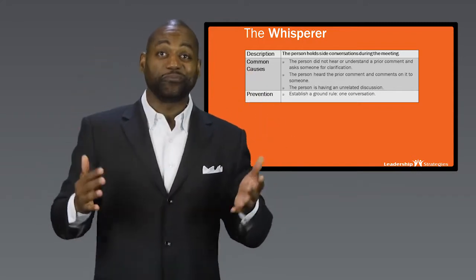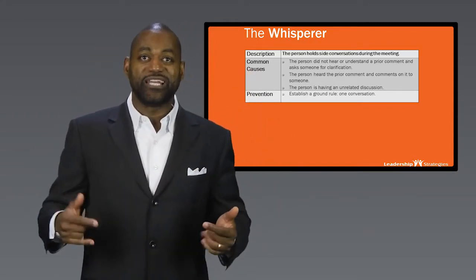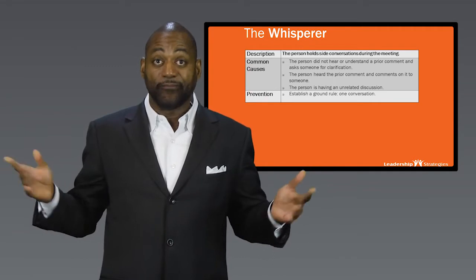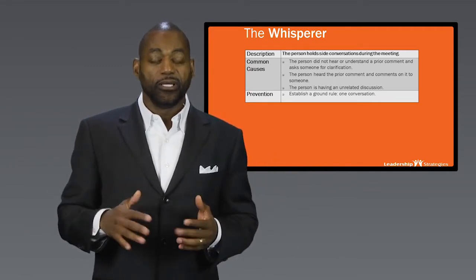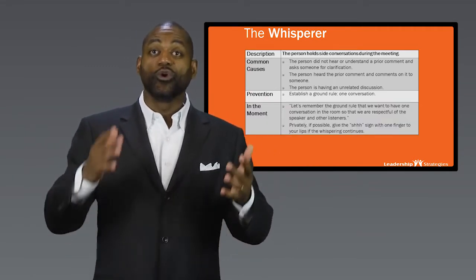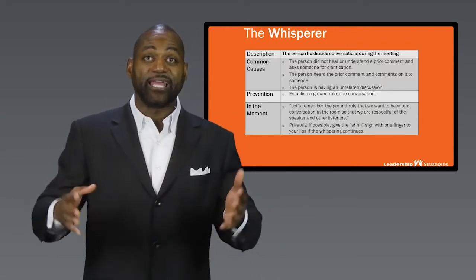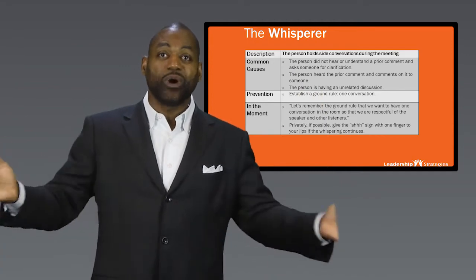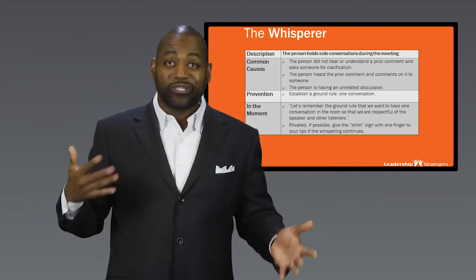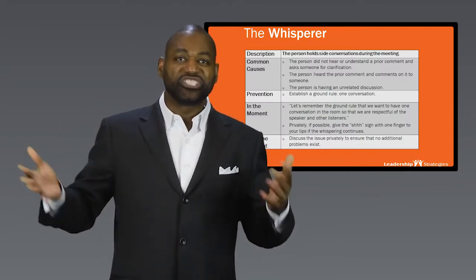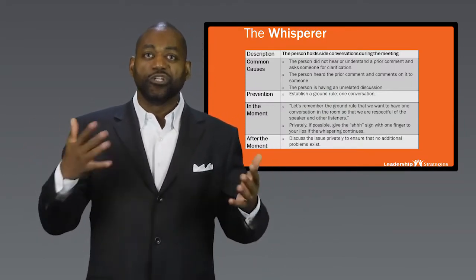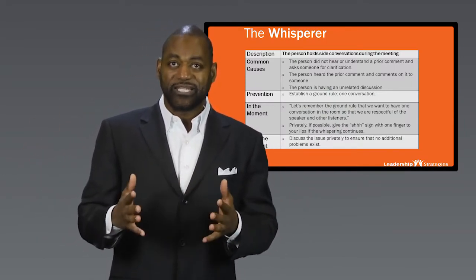So to prevent whispering, we recommend having a ground rule such as only one conversation at a time or no sidebars. But should whispering occur, we recommend the following course of action. You can adjust generally by saying, let's remember the ground rule that we want to have one conversation in the room so that we are respectful of the speaker and other listeners. Or privately, if possible, give the shh sign with one finger to your lips. And of course, after the moment, discuss the issue privately with the person to ensure that no additional problems exist.